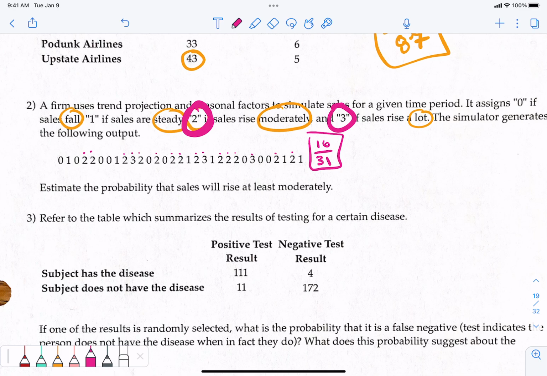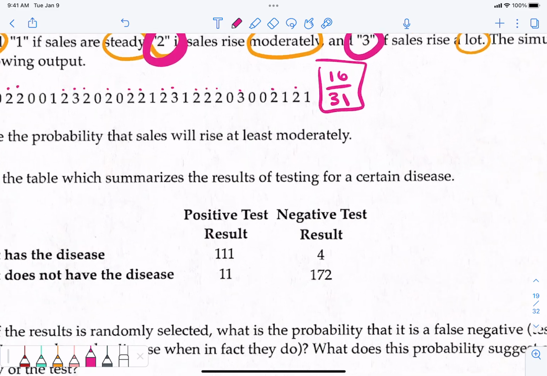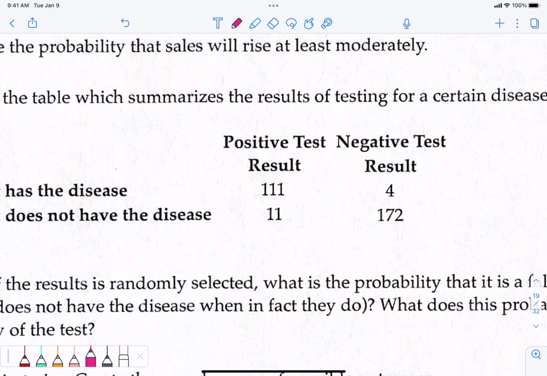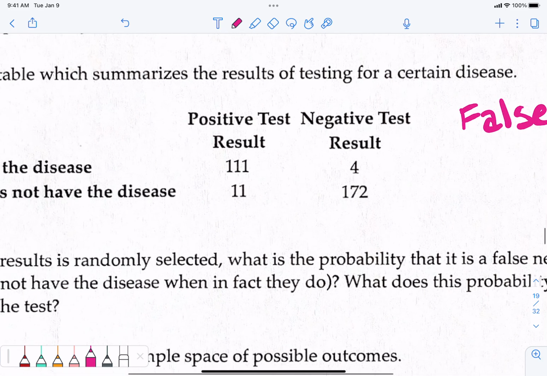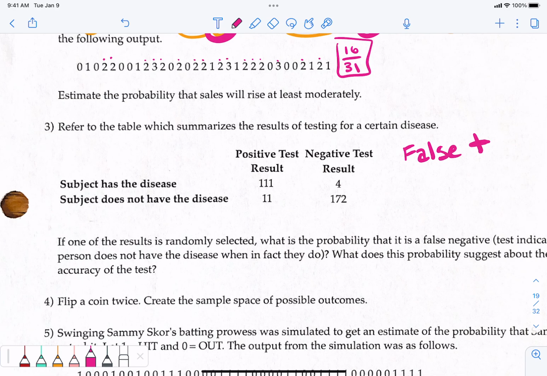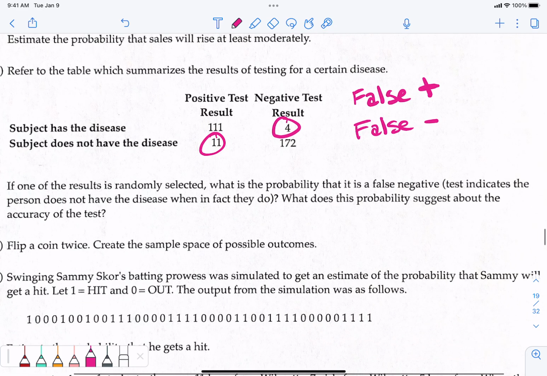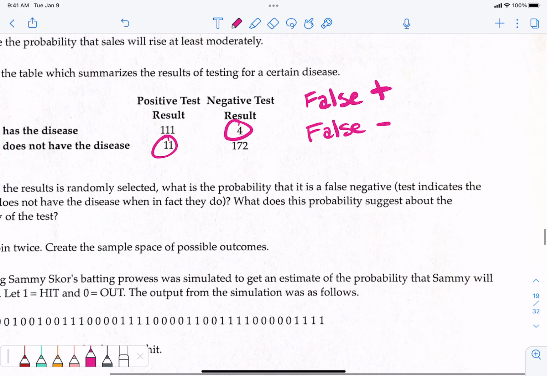We have a positive test result and then the disease and no disease, right? Real quick, who are my false positives? Which number is a false positive? Positive that doesn't have the disease. Which number? 11. 11 is my false positives. False negative is 4. Those are my really lucky people and my really unlucky people. Or I guess they're both maybe unlucky. Anyway, if one result is randomly selected, what is the probability that it is a false negative?